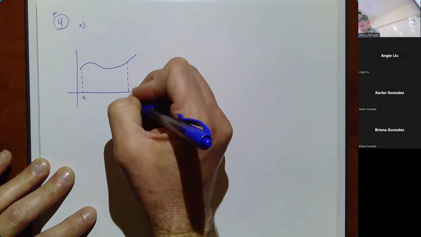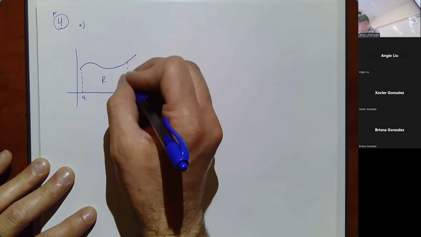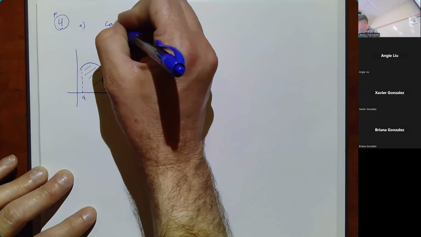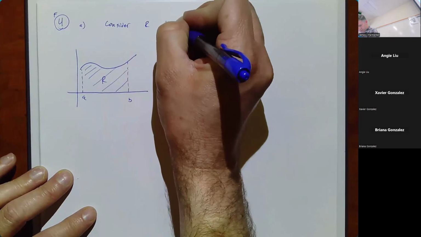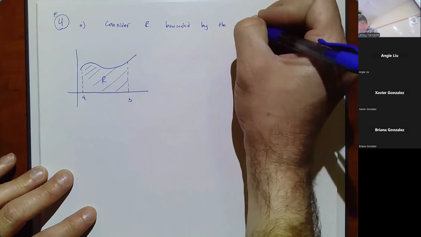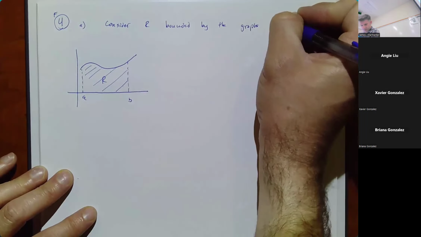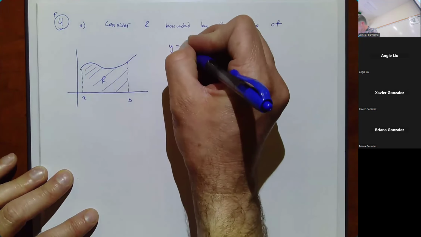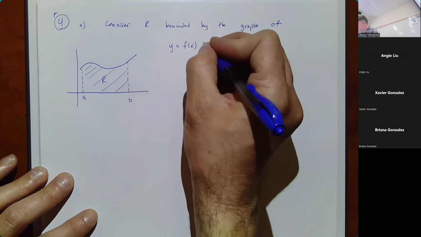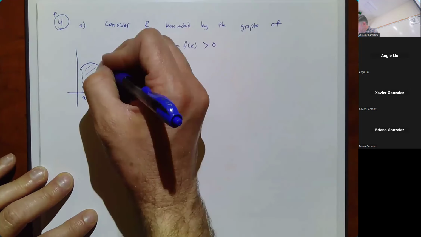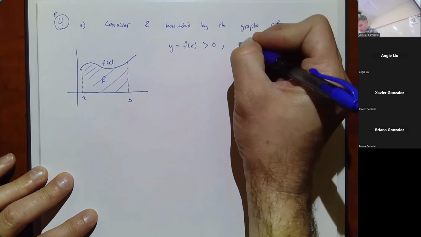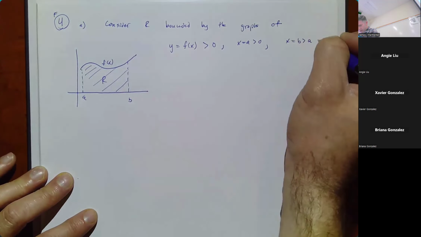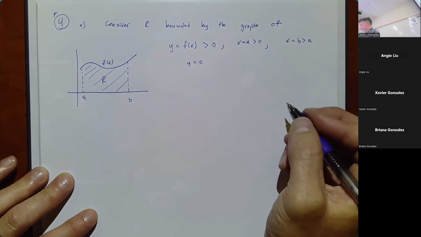It's not super important what it looks like exactly. So here's your R. So consider the region R bounded by the graphs of, he meant to write y equals f of x there, but he wrote y equals parentheses x. But he certainly meant to write y equals f of x, which he notes is greater than 0. And this is f of x here. x equal to a, which is also greater than 0. x equal to b, which is greater than a. And finally, y equal to 0, which is just the x-axis.